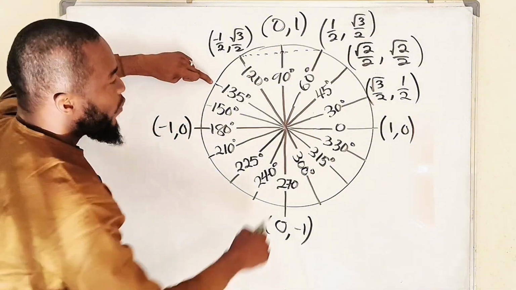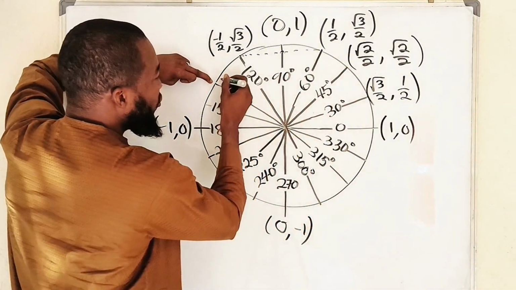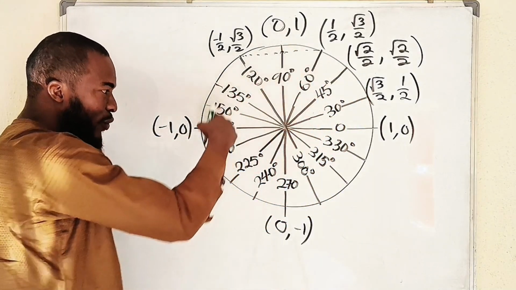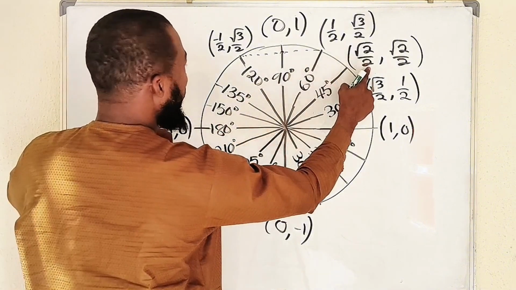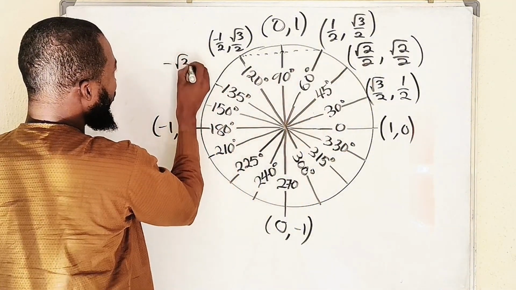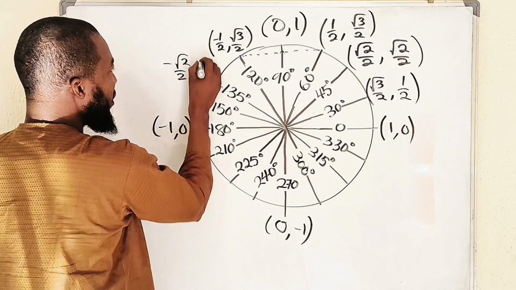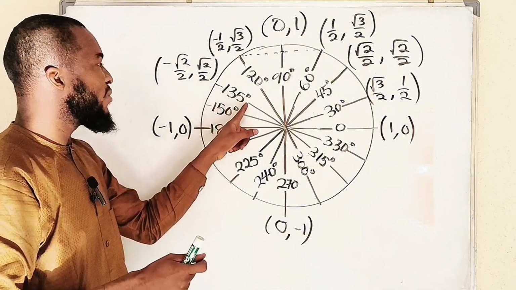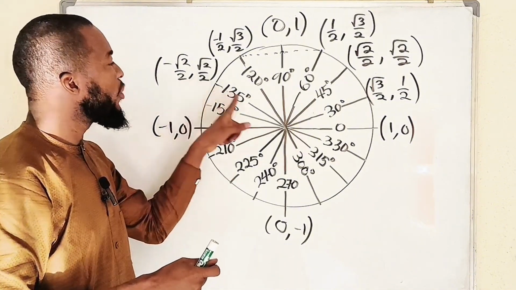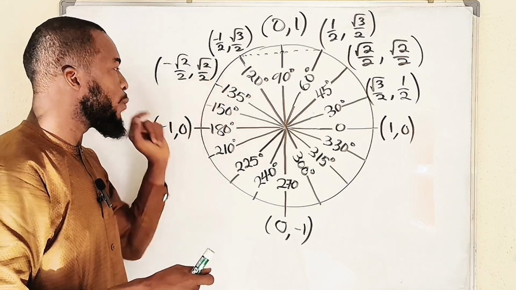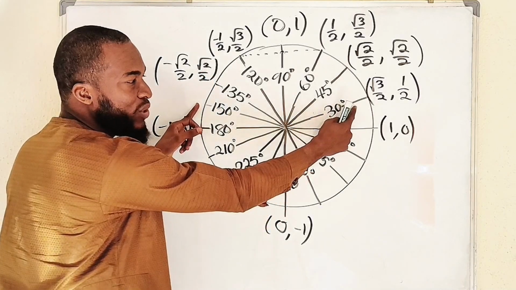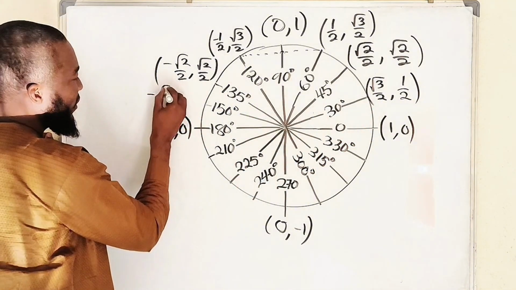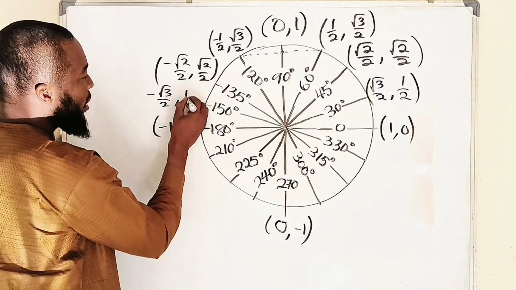Then this 135 will correspond to 45. If you draw a straight line here, they will meet at the same point. They have the same value of y, but x will be negative. So for this one, it will be negative square root of 2 divided by 2. But for y, you have positive square root of 2 divided by 2. Therefore, if you are looking for cosine of 135 degrees, it will be negative root 2 divided by 2. But for sine, it will remain root 2 divided by 2. 150 will correspond to 30 degrees, just that the x-coordinate will be negative. Negative square root of 3 divided by 2 and 1 divided by 2.